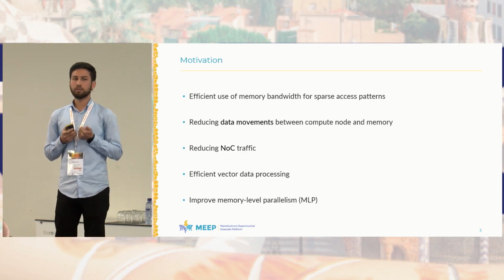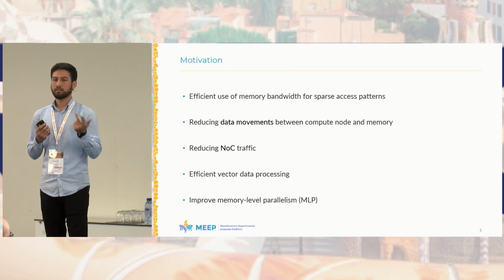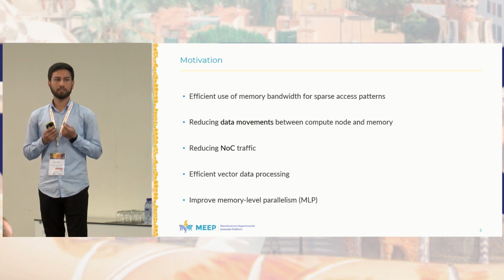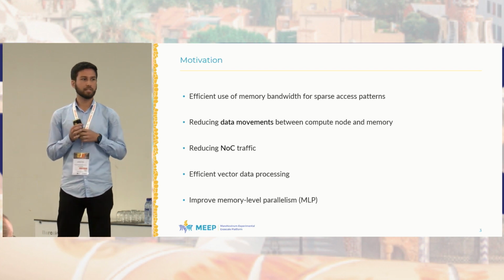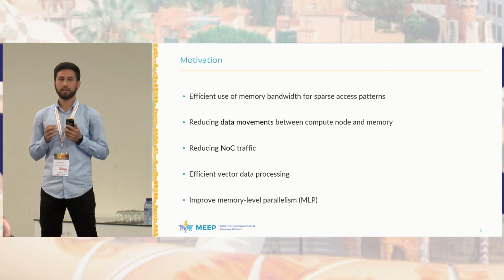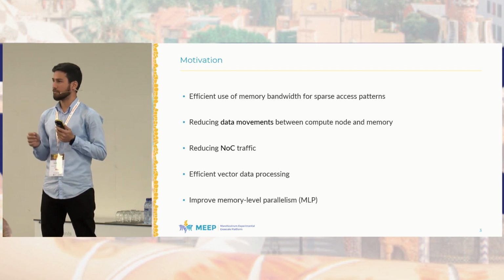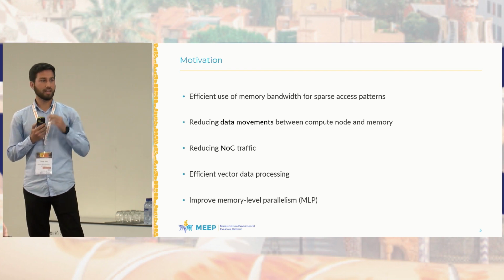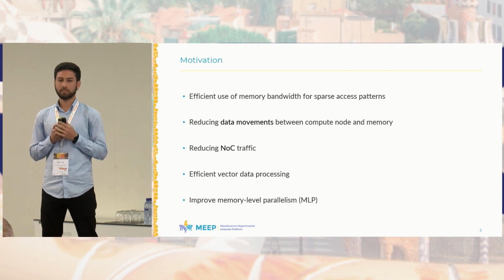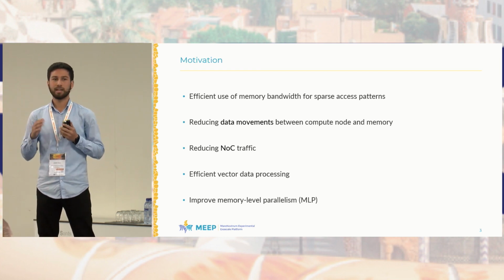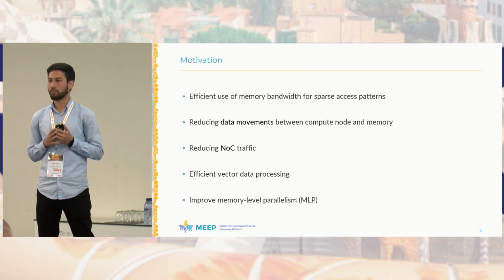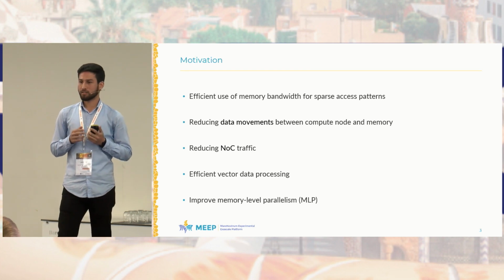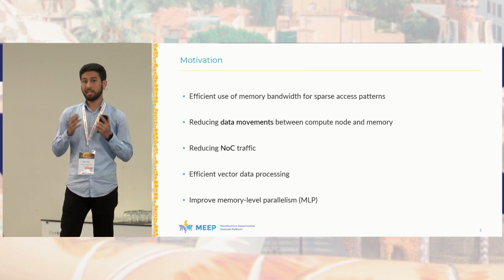We know that machine learning and graph-based applications are very common these days. And we all know that their performance is hampered by the inefficient use of memory bandwidth. That's what we are targeting. We are trying to enable efficient memory bandwidth use. We want to reduce data movements, because moving data back and forth from memory node to compute node is very energy consuming. It takes a lot of power.